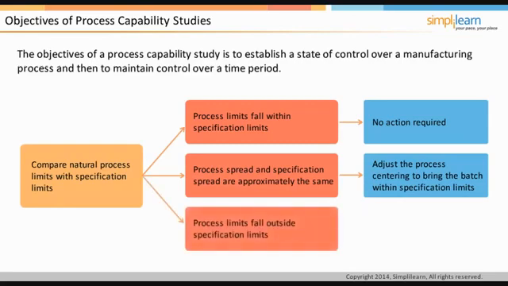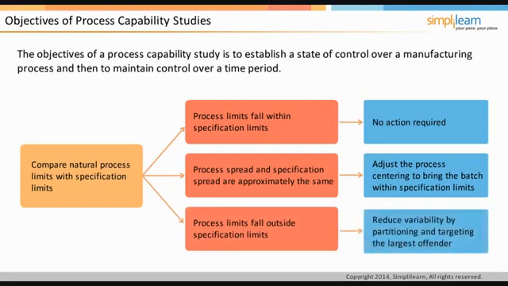The third possibility is that the process limits fall outside the specification limits. In this case, reduce the variability by partitioning the pieces of batches to locate and target the largest offender. A design experiment can be used to identify the primary source of variation. In the following screen, we will learn about identifying characteristics in process capability.